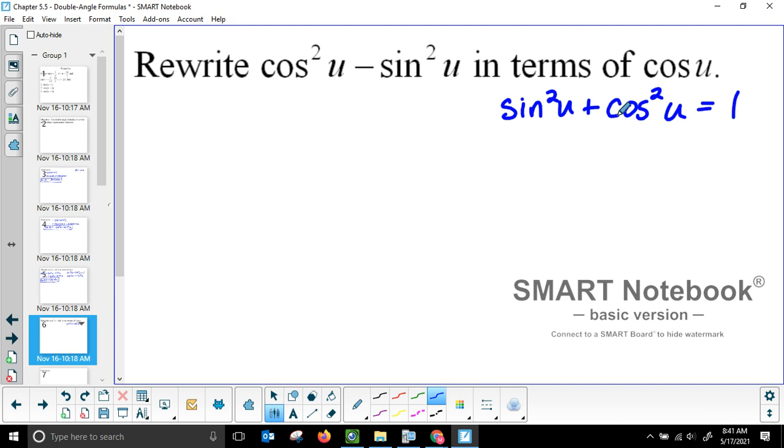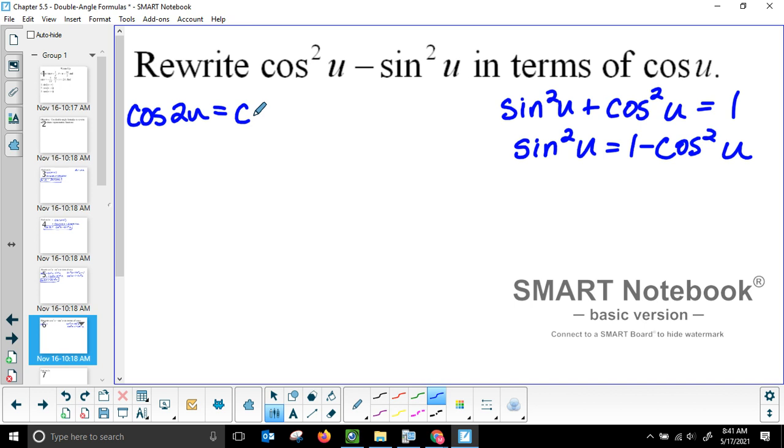Which means I need to solve for it so that I can replace it. So again, I can just subtract cosine squared u from both sides, and we will get sine squared u is equal to 1 minus cosine squared u. All right, so again, we know that cosine of 2u is equal to cosine squared u minus sine squared u. Well, I want it to just be cosines. Well, again, whenever two things are equal in mathematics, they are interchangeable. All right, so I can replace sine squared u with 1 minus cosine squared u.